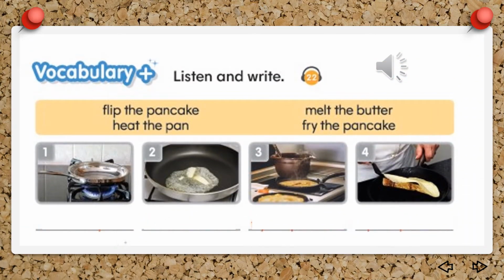Listen and write. Number 1, heat the pan. Number 2, melt the butter. Number 3, fry the pancake. Number 4, flip the pancake.